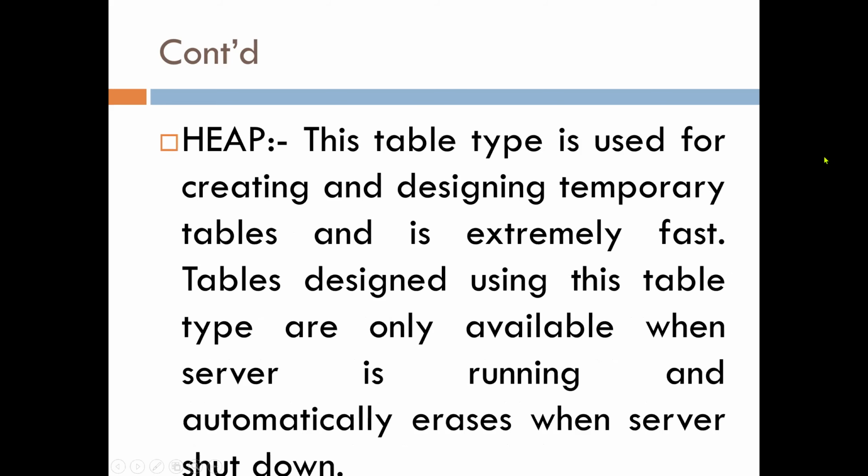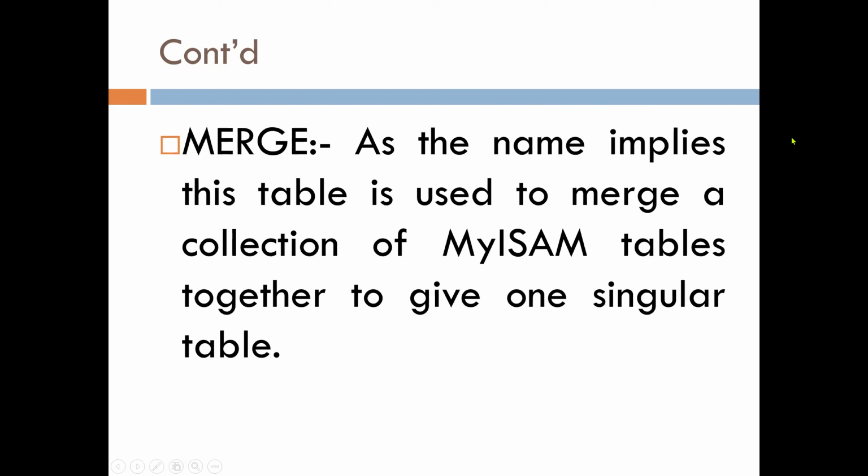Heap. This table type is used for creating and designing temporary tables and is extremely fast. So tables designed using this table are only available when the server is running and automatically erase when the server shuts down. The way I think about heap tables is it's like when you put something in memory and it's only there temporarily, and then when you shut it down, it goes out of there. That's how I think about that.